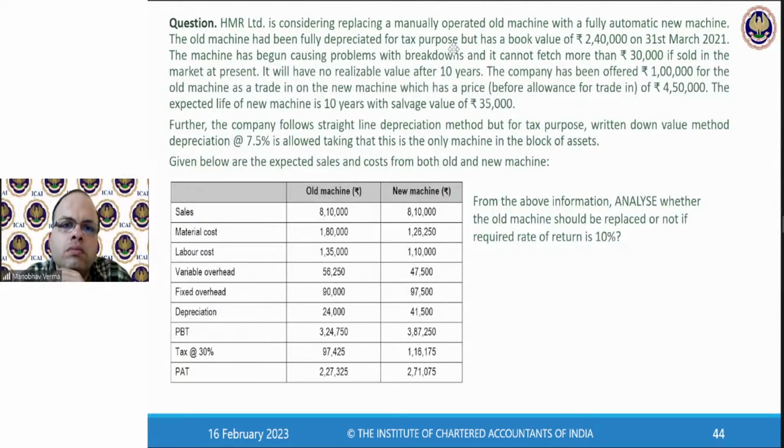So on the new machine, which has a price of 4,50,000, this first paragraph becomes very interesting. If you're scrapping it, it's 30,000, but we're buying the new machine and getting this bargain as a trade exchange, then probably this will be a 1 lakh reduction on the price of 4,50,000. Expected life of the new machine is 10 years with a salvage value of 35.